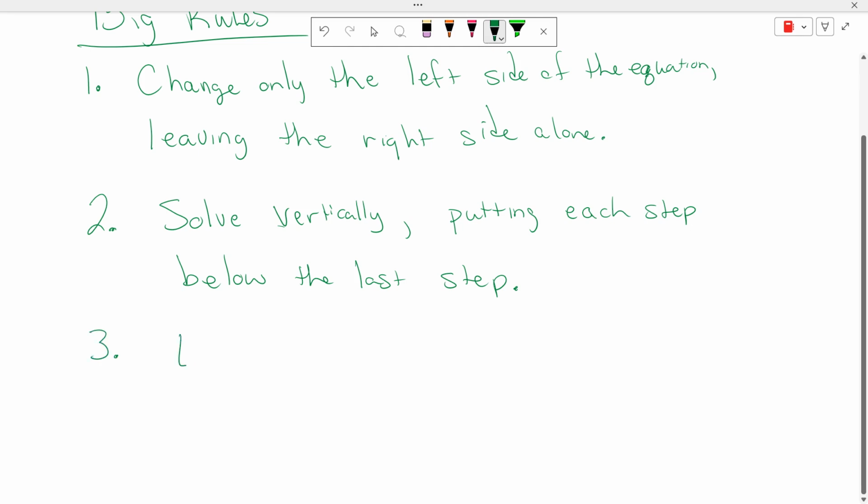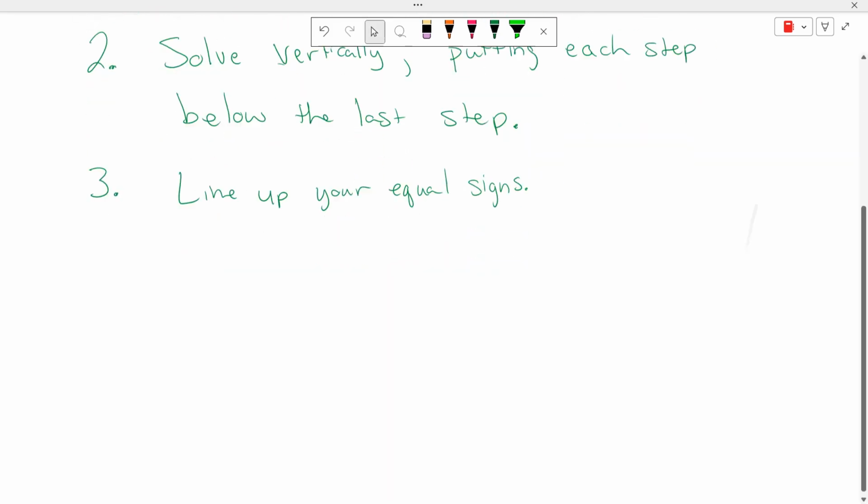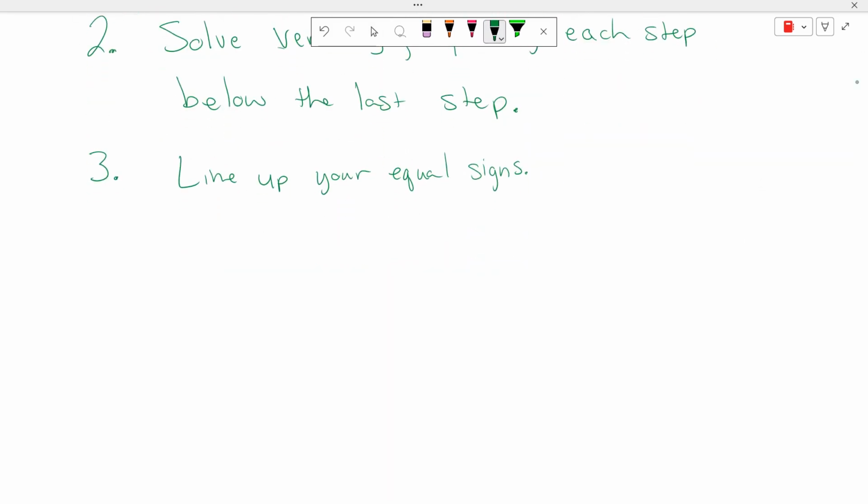Big rule number three, line up your equal signs. I want them fairly straight in a column. Now, do they have to be perfectly straight up and down? No, but I'd like them fairly straight up and down in a column. Okay? So, you're going, what are you talking about, Mr. Bierschbach? Well, you'll see problems like this.